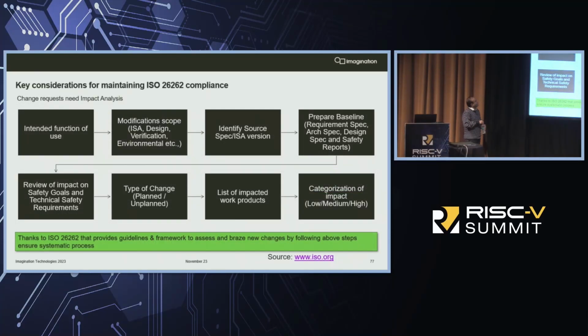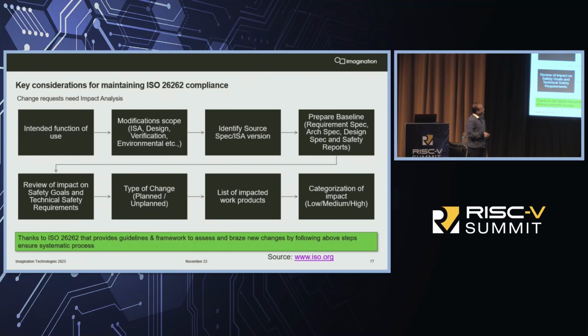Okay. So the key considerations while maintaining ISO 26262 process compliance: one is the intended function of use. We need to know what we are designing the product for, or what we are adding the features for, or why we are making a change. We need to be very aware of that, and we need to do a detailed impact analysis for the change that we are trying to make. And the modification scope has to be well defined in terms of whether it is applicable to ISA, or whether it is a design or verification or environmental thing.